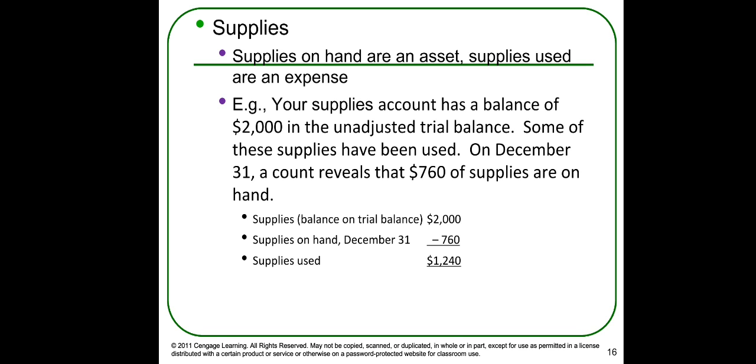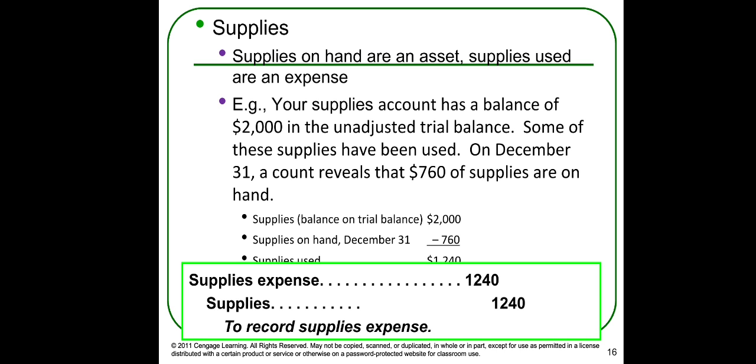So remember what I told you earlier. Supplies, if you have them in your shop, are an asset. But when you use them, they become an expense. At the beginning of the year, the business has $2,000 of supplies. At the end of the year, the business has only $760 of supplies. So the business knows that during the year, 1,240 of supplies have been used. So the supplies used is the supplies expense.